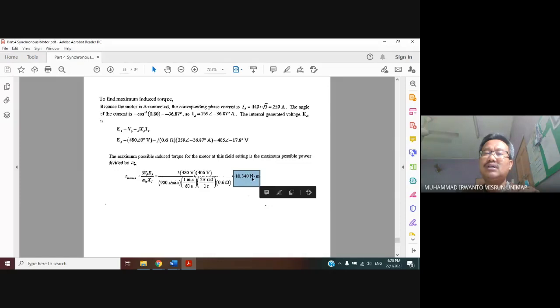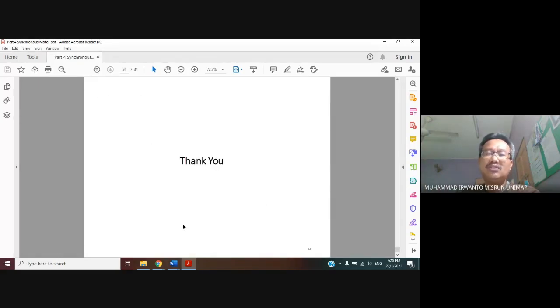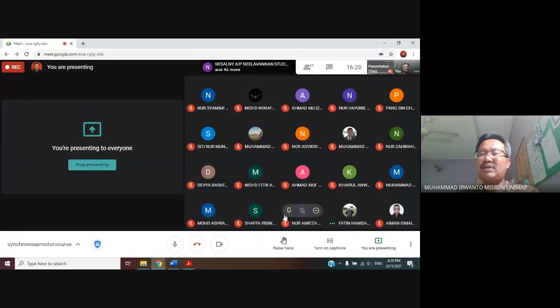10,340 Newton meter. Nah, ini kan agak-agak, kalau ini kan 3 kali daripada yang tadi. Atau yang tadi 1/3 daripada ini. Kalau 1/3, it is acceptable lah. Masih 1/3 ya. Oke. Nah, cukup lah. Oke, ada apa soalan?